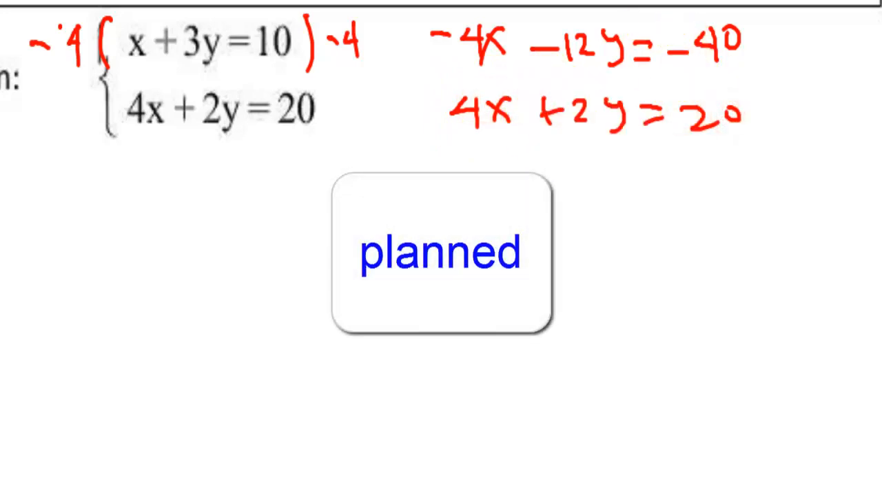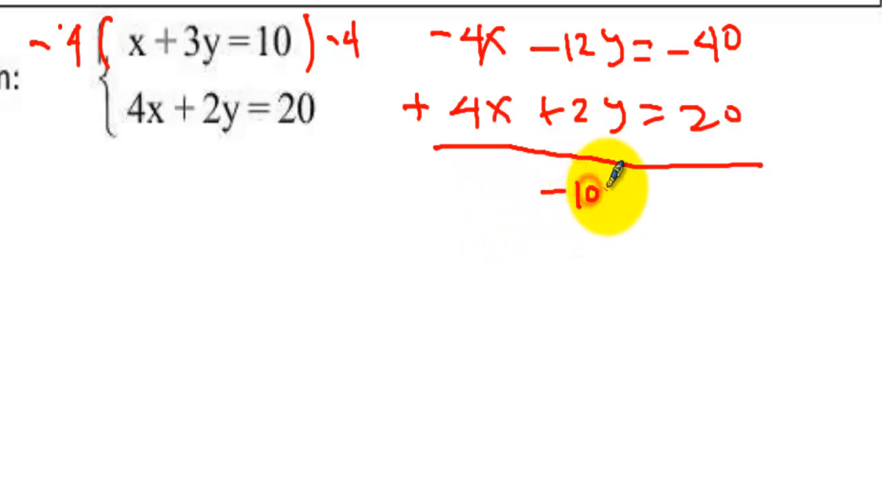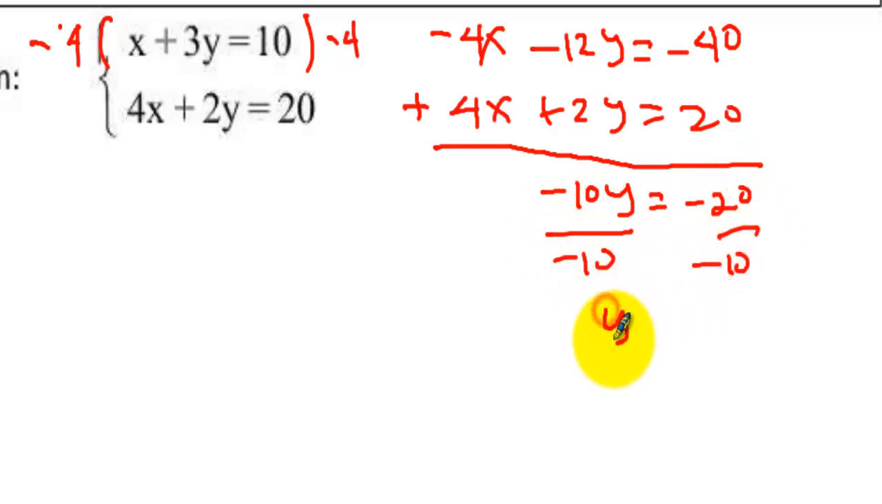And as we have planned earlier, we were able to create matching terms in terms of the x variable. In this case, we have opposite terms. So once we add these two equations, we will end up getting negative 10y equals negative 20. So when you divide both sides by negative 10, we'll get y equals 2.